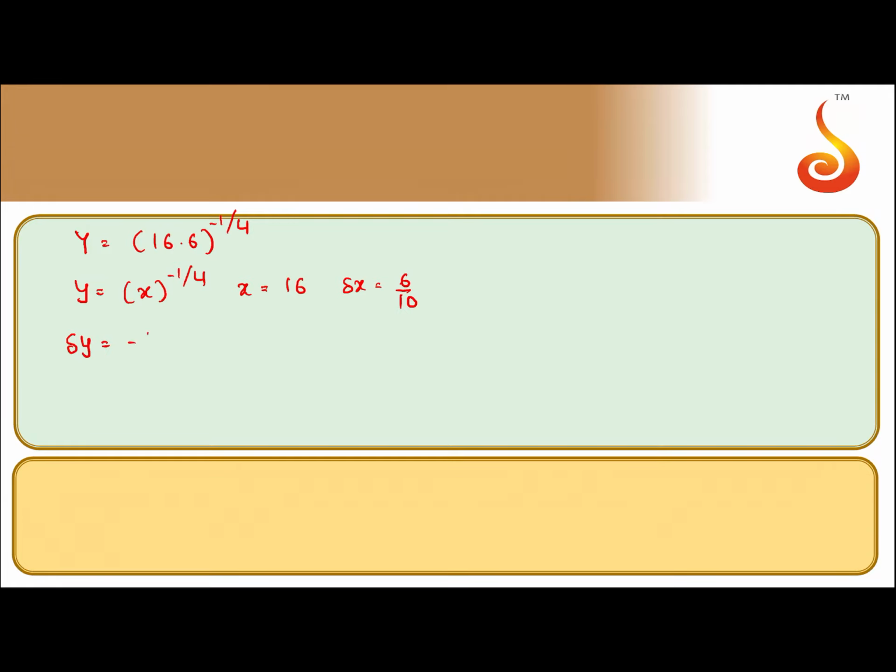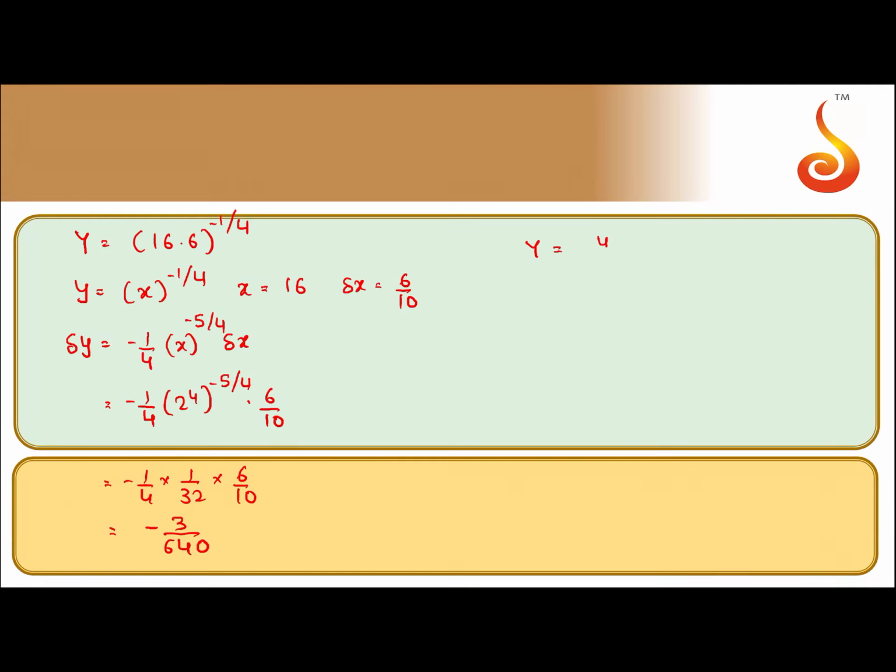So delta y, the small change in y, will give you minus 1 by 4 into x to the power minus 5 by 4 into delta x. So this is equal to minus 1 by 4, x is 2 to the power 4, to the power minus 5 by 4, into 6 by 10. So this will give you minus 1 by 4 into 1 by 32 into 6 by 10. So finally we get minus 3 by 640.